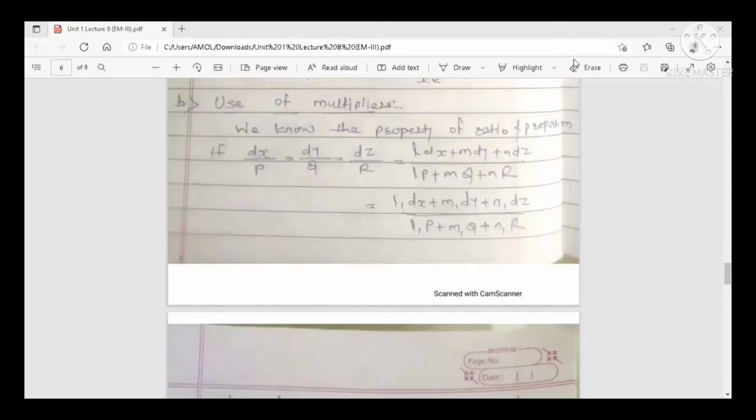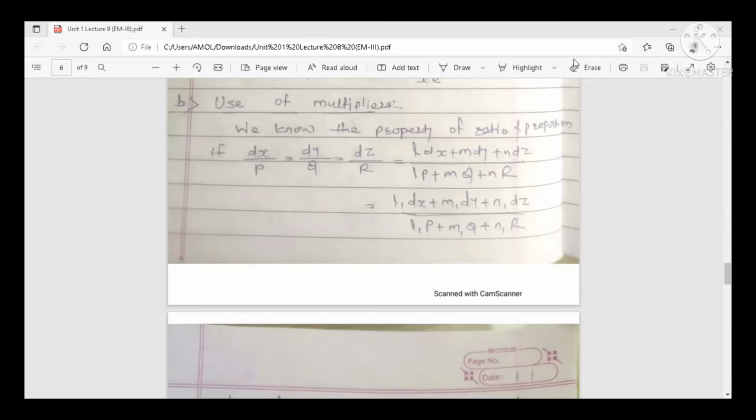Hello, dear students. This is your Engineering Mathematics 3 lecture. Today's topic is use of multipliers. This is the second method to find the solution of symmetrical simultaneous differential equations.